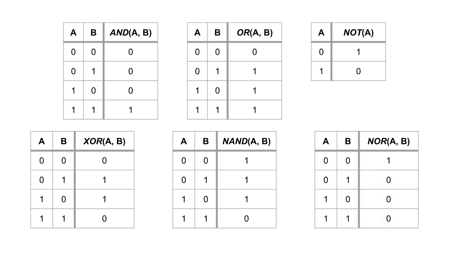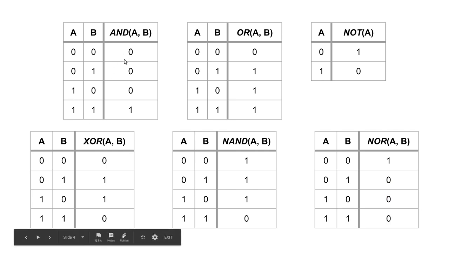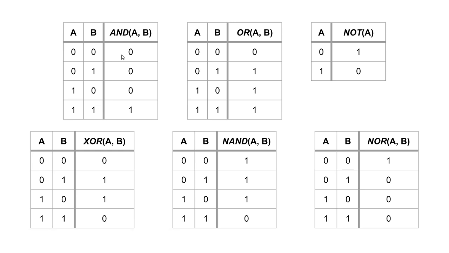The NAND operation is the same as the AND truth table, except in its output column, wherever we see a 0 in AND, we'll see a 1 in the NAND, because NAND is just the negation of the output of AND. It's the NOT of the AND. NOR is the same thing. So if we compare the output column of NOR to the output column of OR, we'll see that each row's output is the inverse of the other's.